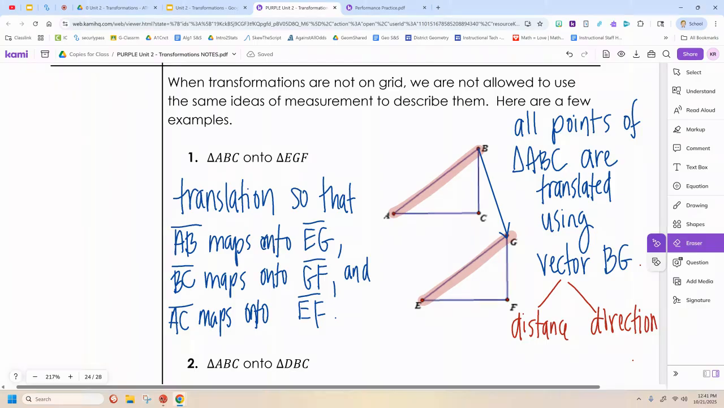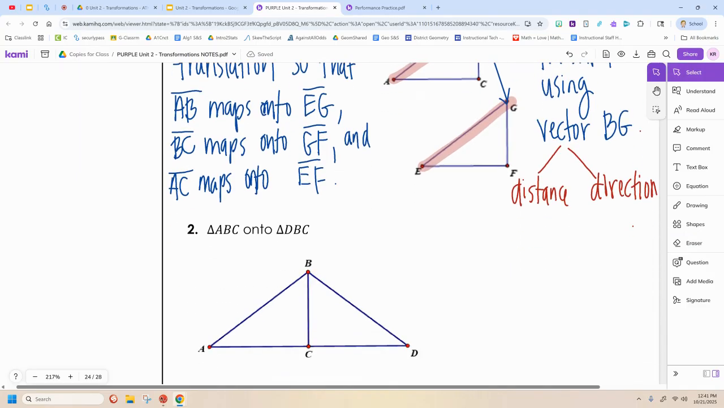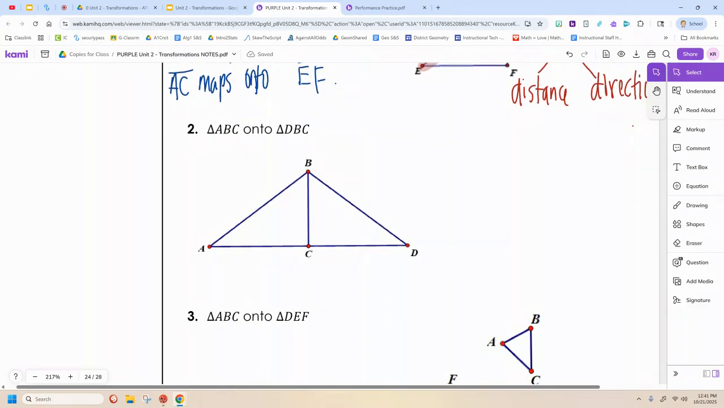Okay, let's get to the next one. That was the weirdest one. These other ones are easier. Okay, how do we reflect, dang it, I said it. How do we map ABC onto DBC?